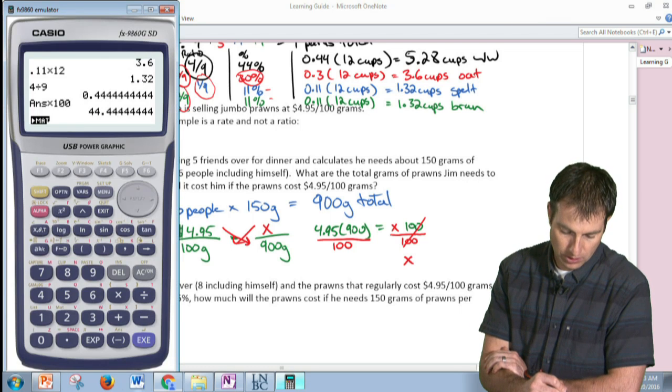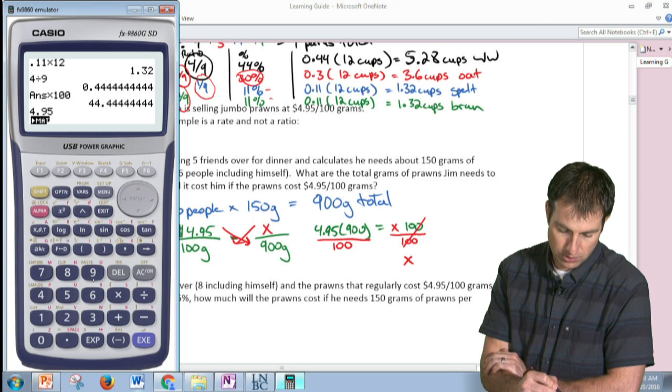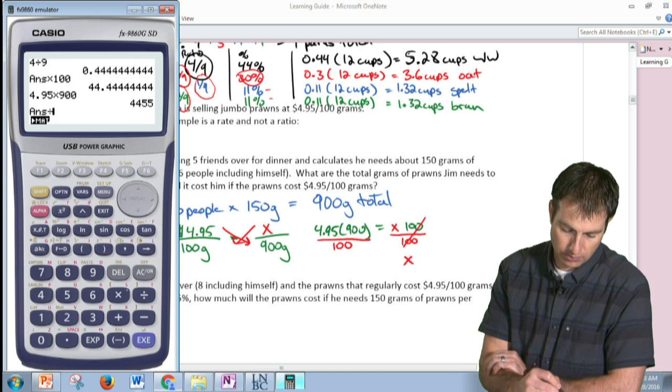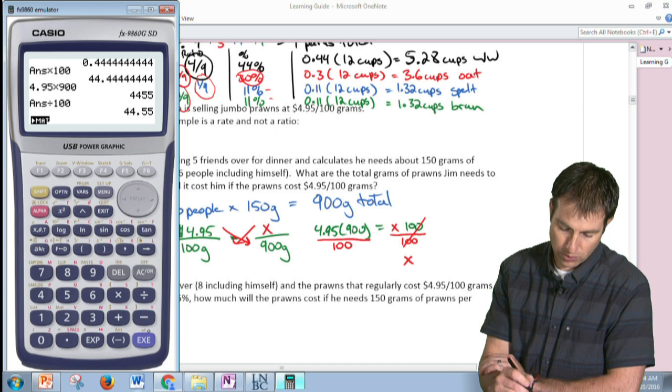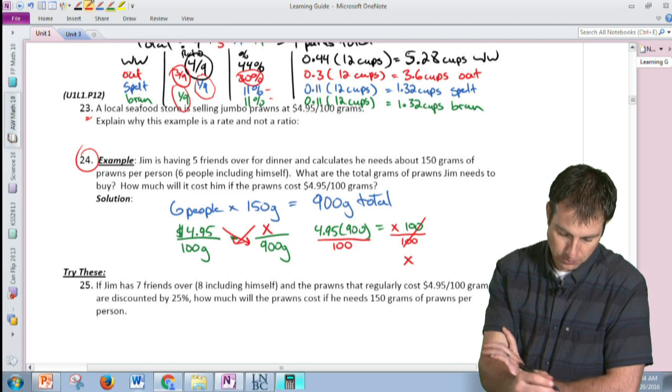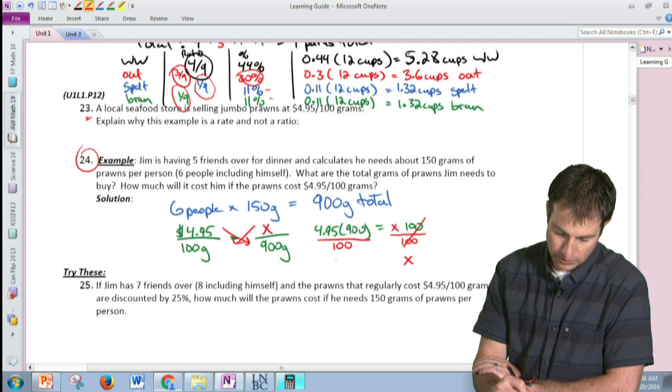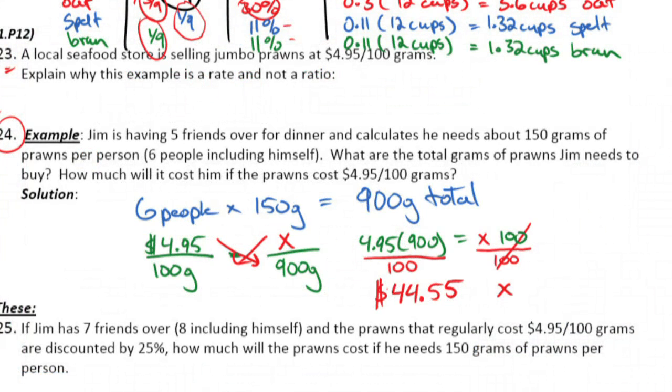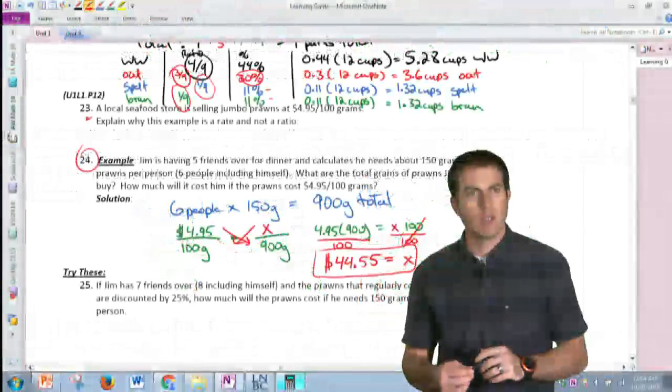So let's do that on our calculator. 4.95 times 900 equals, and then divided by 100 is $44.55. Now I was looking for cost in dollars, so I will write a dollar sign out front. So there you go.